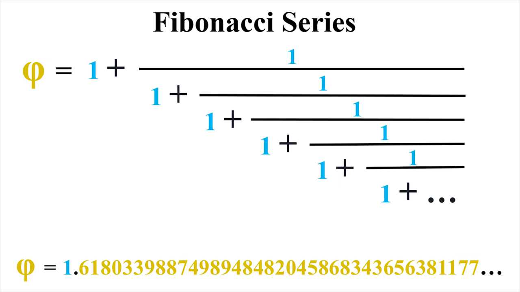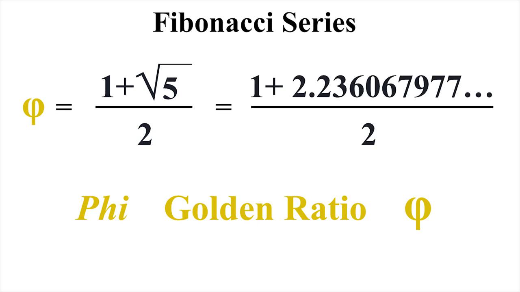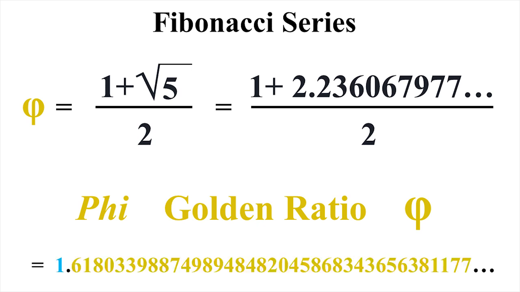That will give you the Fibonacci series. Okay? Or this Fibonacci series, it will give you phi, right? The golden ratio. You can also obtain it by this little formula, 1 plus the square root of 5 divided by 2, which would be 1 plus 2.236067977 divided by 2, which is phi, the golden ratio.